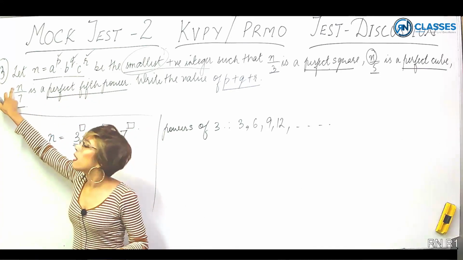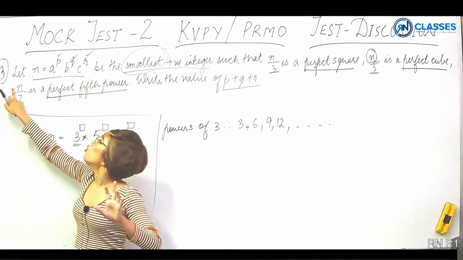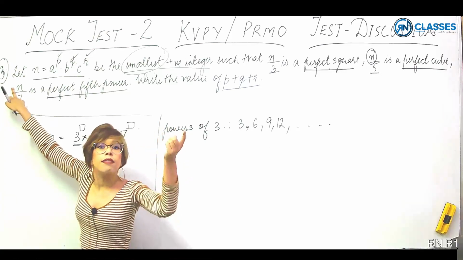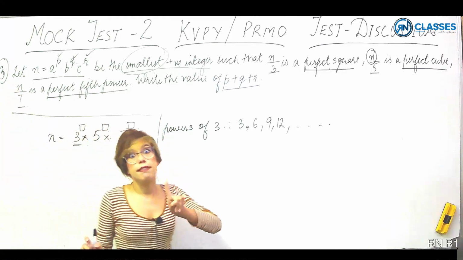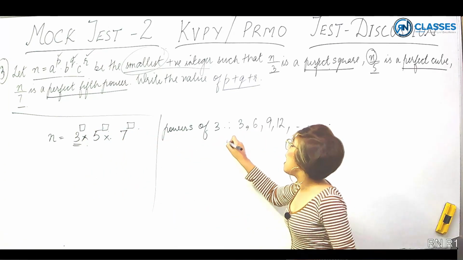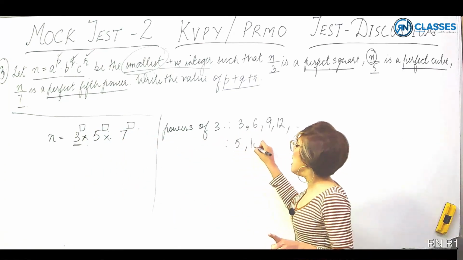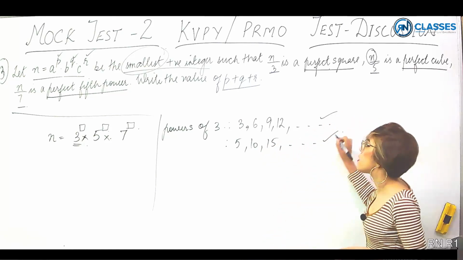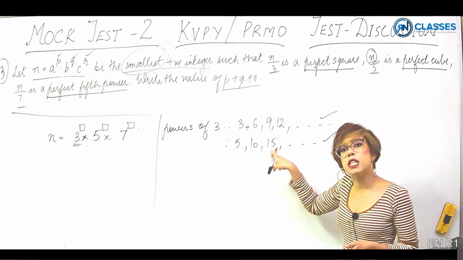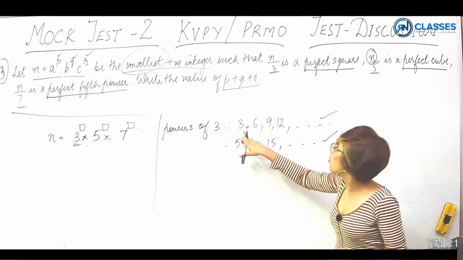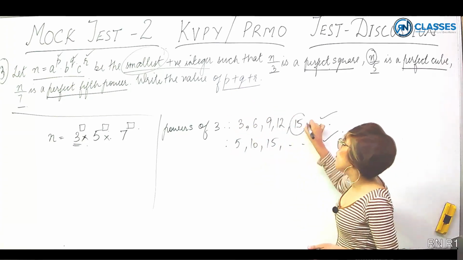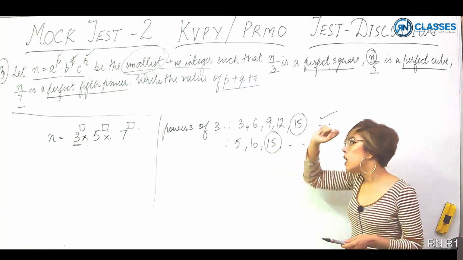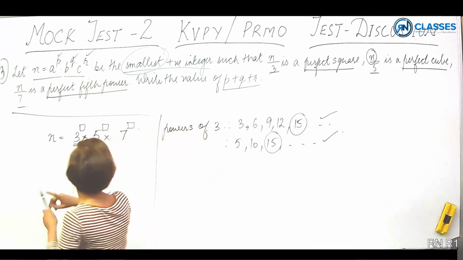Done? Now, he also says that n by 7 is a perfect fifth power. That means the power of 3 should also be a multiple of 5. That means I cannot have 3 squared. I cannot have 3 raised to 4. I can have 3 raised to 5. Right? So, powers of 3 has to be one of these, 5, 10, 15 and so on. Now, both the conditions have to be satisfied. That means I will look for the common elements. Now, the lowest one I want, so 3, 6, 9, 15. 15 is the lowest number which occurs here as well as here. Right? So, maybe the power of 3 can be 15.